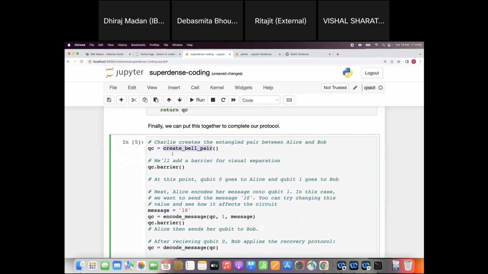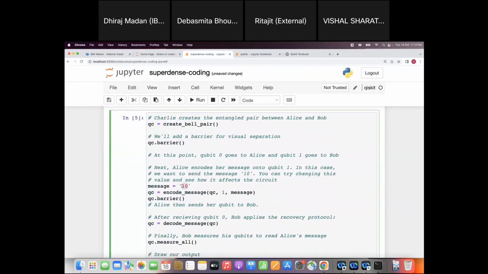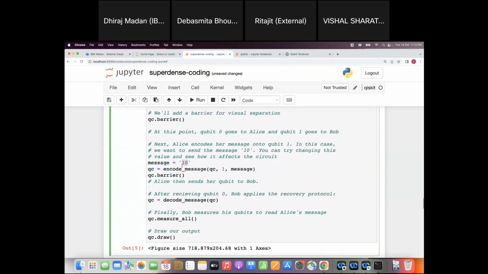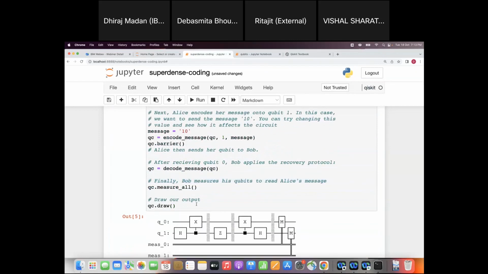So let's create this Bell pair using the create Bell pair function. Then we'll add a barrier. And after this, we are trying to encode this message, which is 1 0, right? We'll call the encode message function. And after Bob has received the message, he'll call the decode message function. So here we are assuming that it's the first qubit which Alice has access to. And then finally, they are going to measure all, and let's see what the circuit is going to be now.